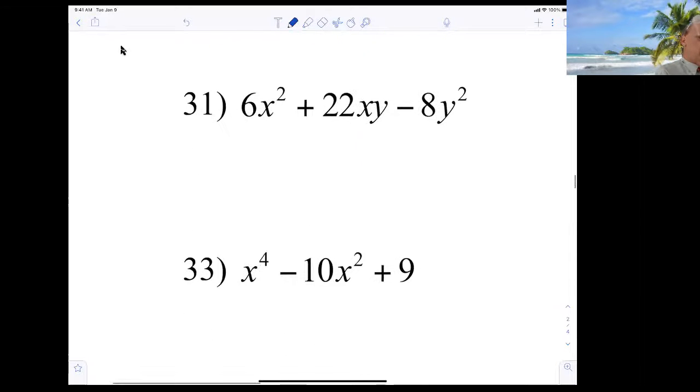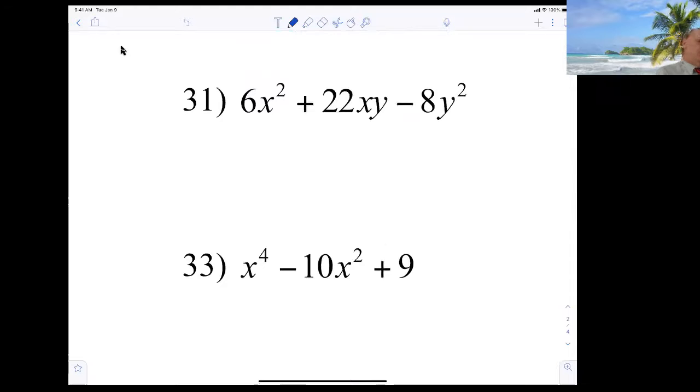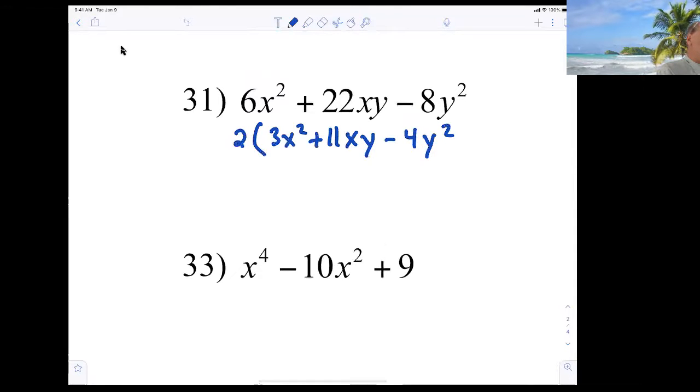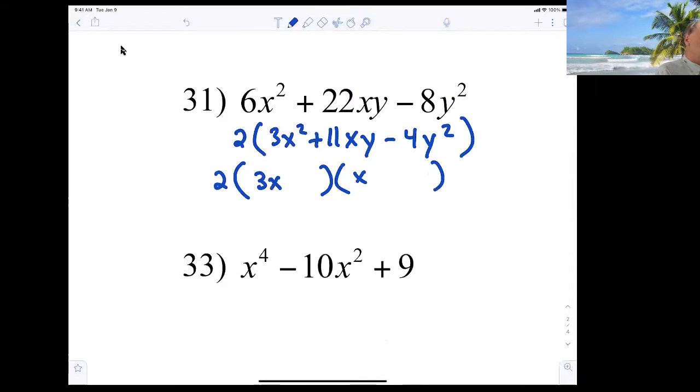All right, here we go. 31. What's common? 2. And so it's 3x squared plus 11x minus 4. The only way to make 3x squared is with 3x and x. And then 1 and 4, and the one's negative.